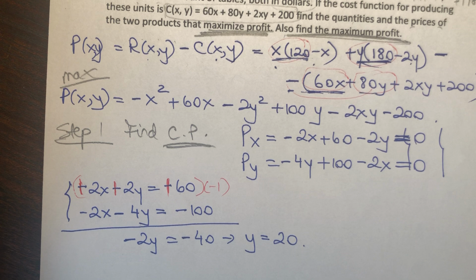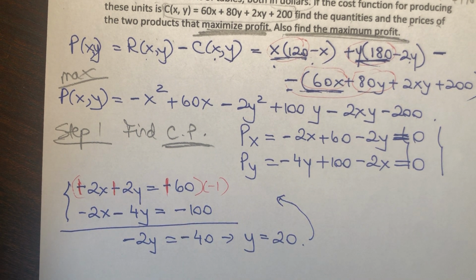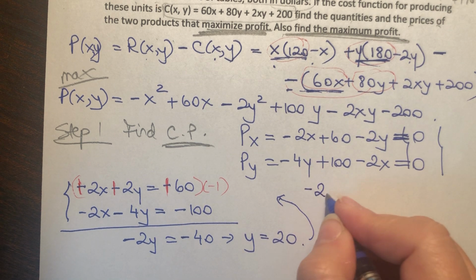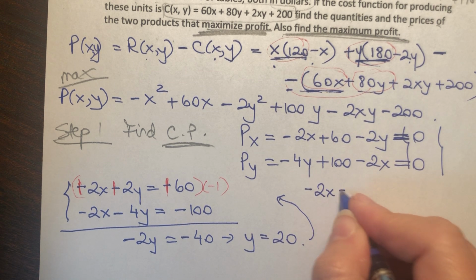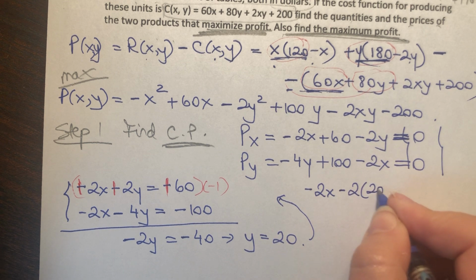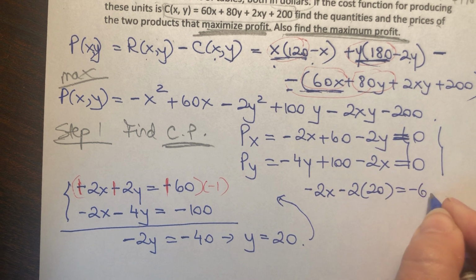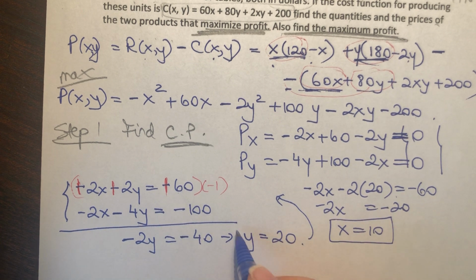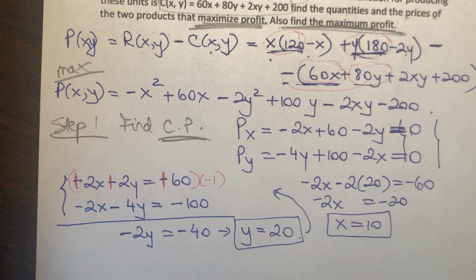Now, take this back here and plug it into either one of the equations and get the x out. So I'll use the first one that says negative 2x minus 2y, which I now know is 20, is negative 60. That's negative 40. Throw that over as a negative 20. So x is a positive 10. So that came up nicely.